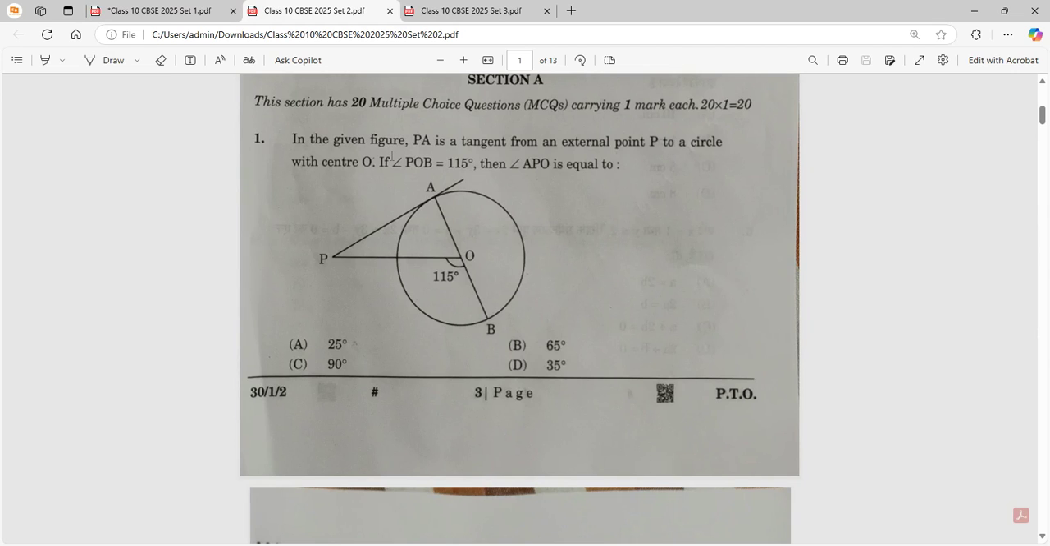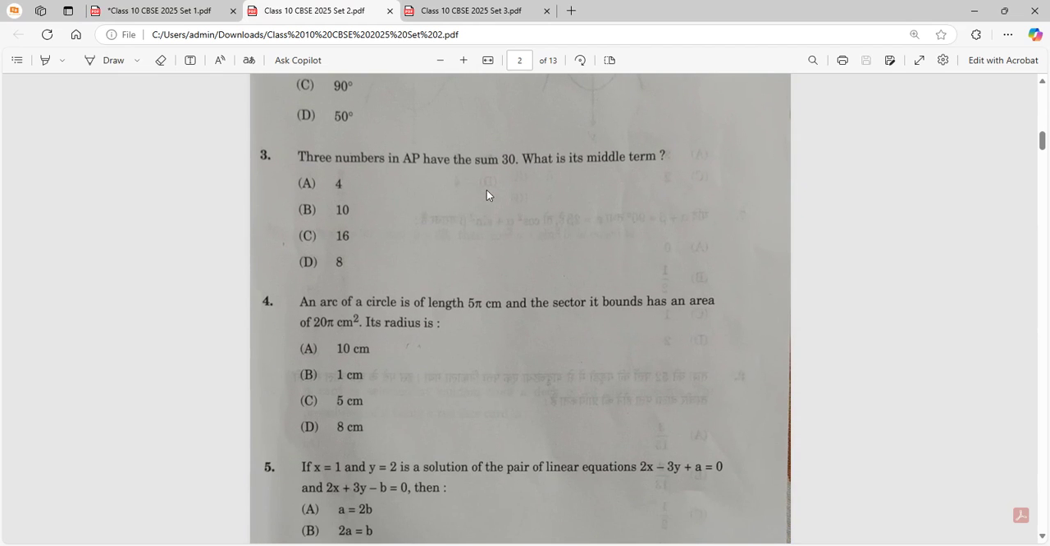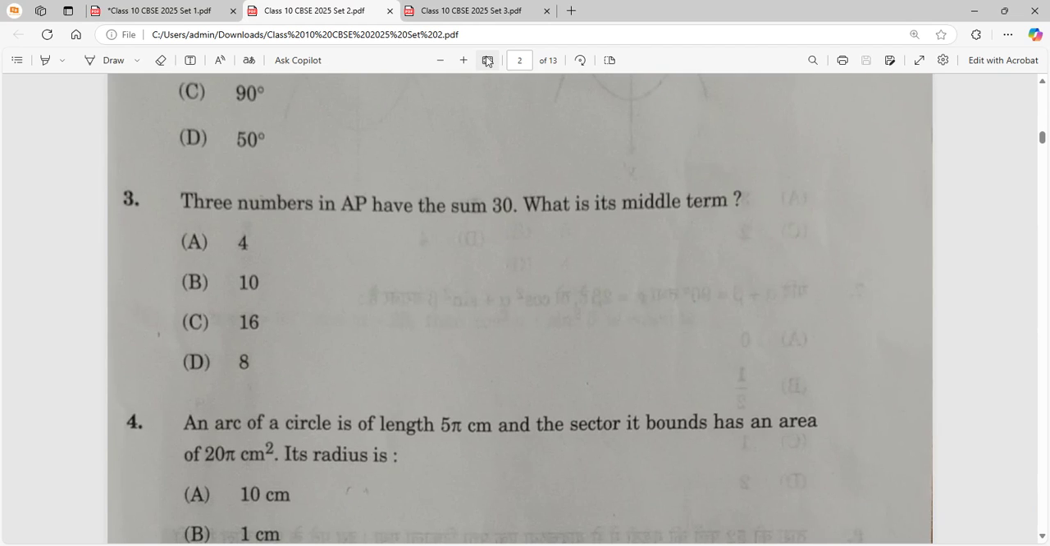Question 1 we have already done. Question 2 we have already done. Three numbers in AP have the sum 30. So we'll assume the 3 terms to be A plus D, A, and the previous term to be A minus D. If you add these 3 terms, minus D and D get cancelled, equal to 30. So A becomes 10. So the correct answer is option B.